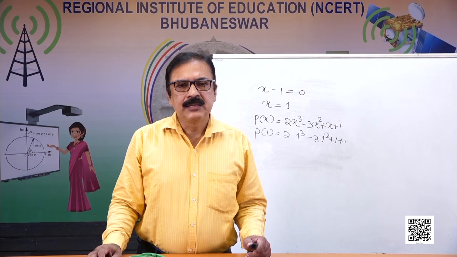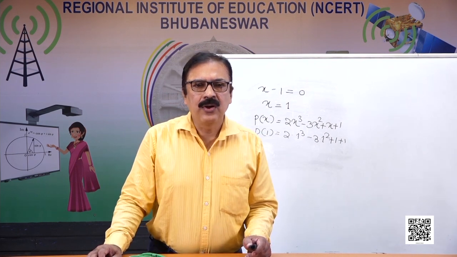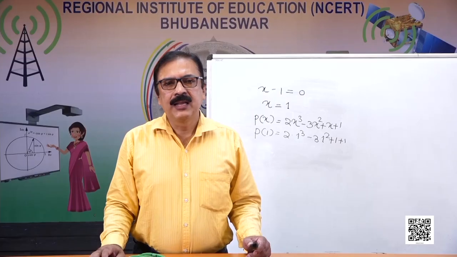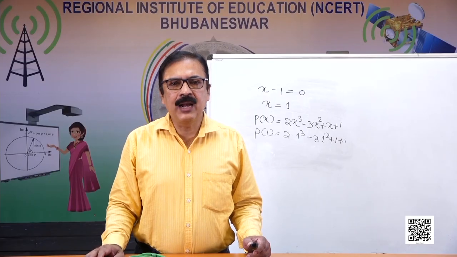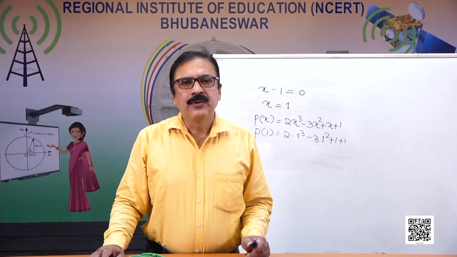Clearly it is visible that a minus a is 0, so p(a) is equal to R. What is R? R is the remainder. So this proves that if R is the remainder, then p(a) gives the remainder.